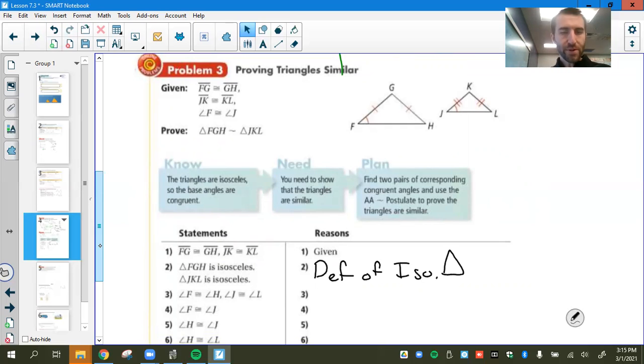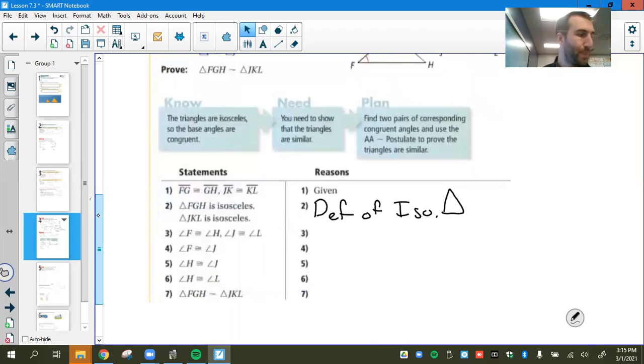Number 3, angle F is equal to angle H, angle J is equal to angle L. Well, that is because base angles of isosceles triangles are congruent. Number 4, angle F is equal to angle J. That's given.